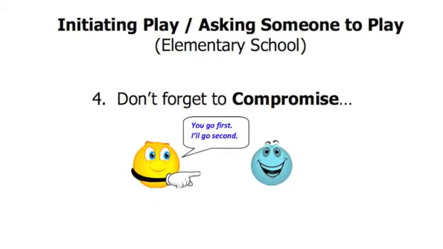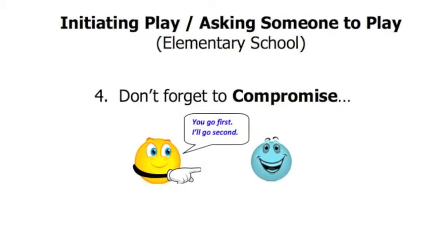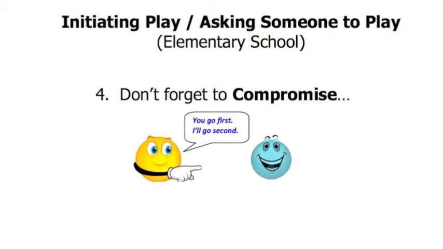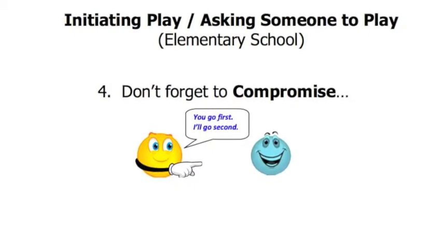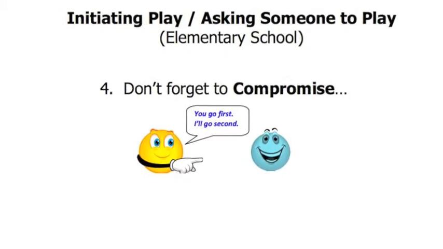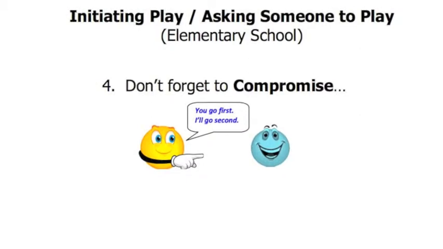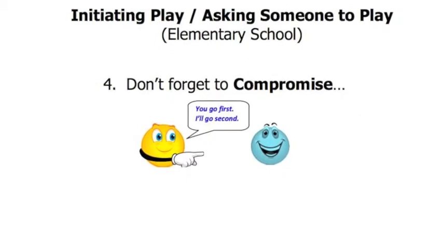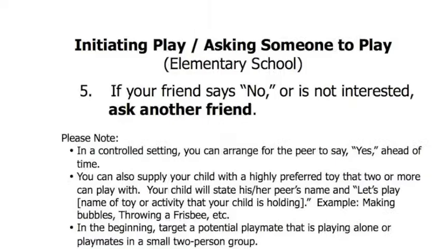Step number 4, compromising. This is actually another lesson plan down the road, but for right now, we just try to help the children understand that when they want to play something like tag or anything that involves turn taking up front, like hide and seek, whatever it might be, they're going to have to let their friend go first at times, and so that part is put in there as well. It helps when you want to initiate play. The compromising lesson is a little bit further down the road.